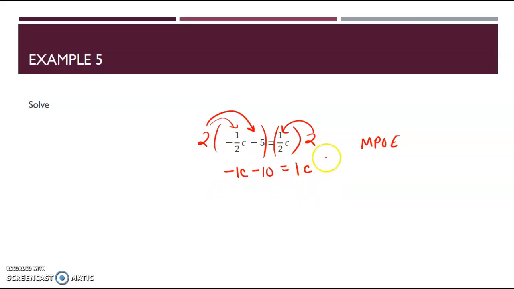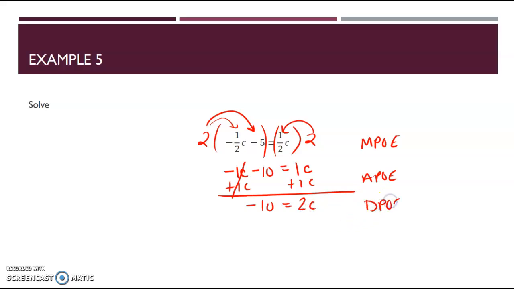Again, on this one, I only have the 1c on the right. There's no other constants, and this is negative, so I want to add it anyway. I'm going to add 1c to both sides. So that's the addition property of equality. This becomes 0. We're left with negative 10 equals 2c. We're going to use the division property of equality and divide both sides by 2, so that negative 5 equals c.